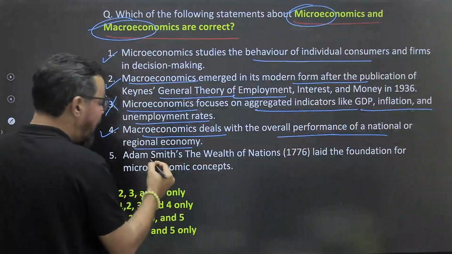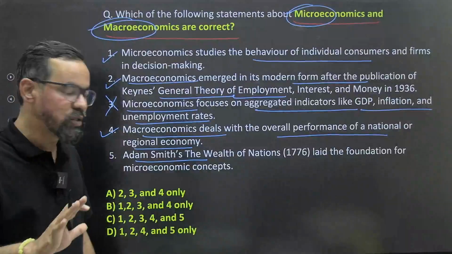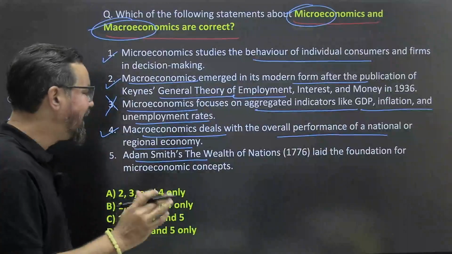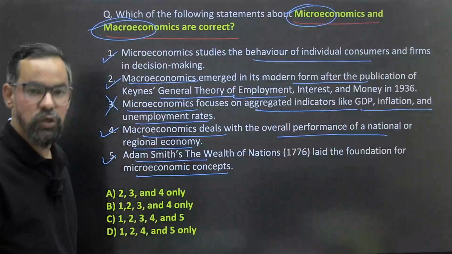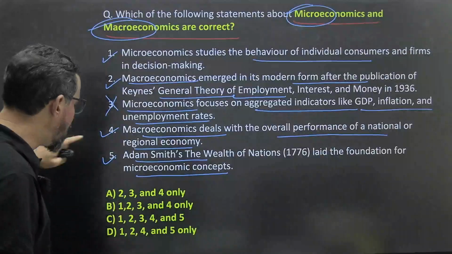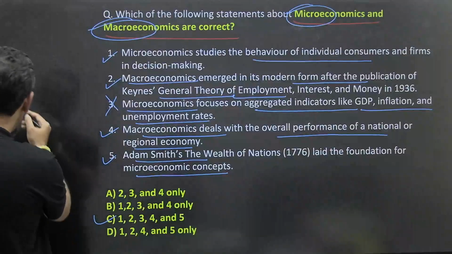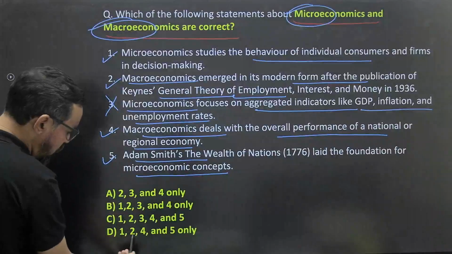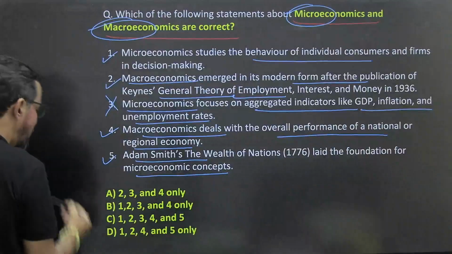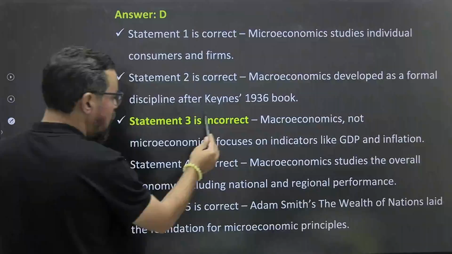True. Adam Smith, The Wealth of Nations. This is the book which was published by Adam Smith in 1776. It laid the foundation of microeconomics concepts. 100% true. So 1, 2, 4, 5, means option D will be the right answer for this particular question, right? So the third statement was incorrect.